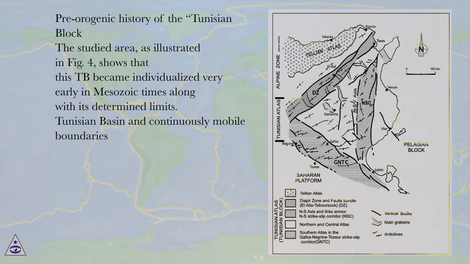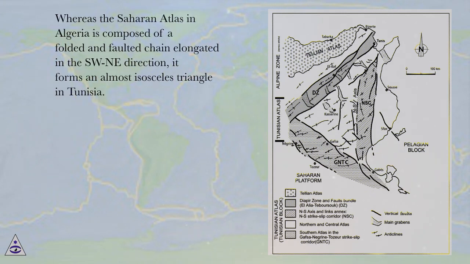Pre-orogenic history of the Tunisian block. The studied area, as illustrated in Figure 4, shows that this TB became individualized very early in Mesozoic times along with its determined limits: Tunisian basin and continuously mobile boundaries. Whereas the Saharan Atlas in Algeria is composed of a folded and faulted chain elongated in the SW-NE direction, it forms an almost isosceles triangle in Tunisia.